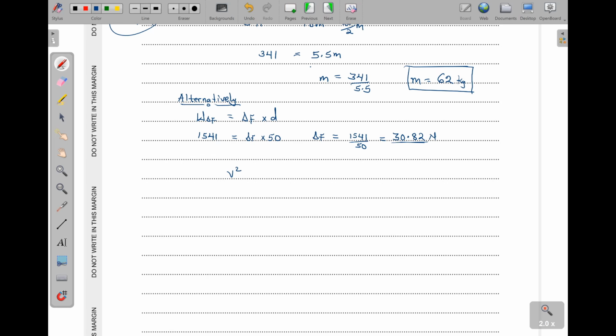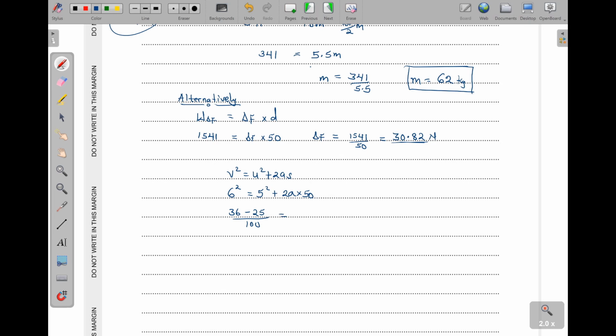Now using v squared is equal to u squared plus 2as. Final velocity is 6, then the initial is 5. So what will then be the acceleration? We don't know it. The distance traveled is 50. So that means here we shall have 36 minus the 25, then we shall divide by 100.